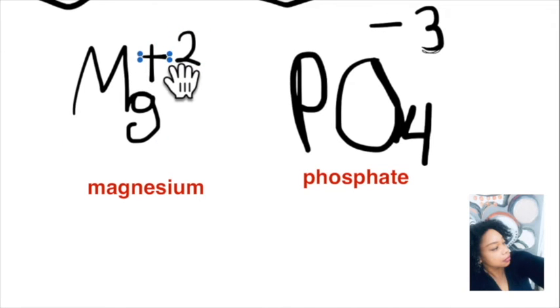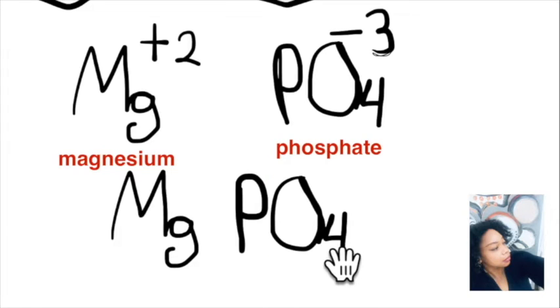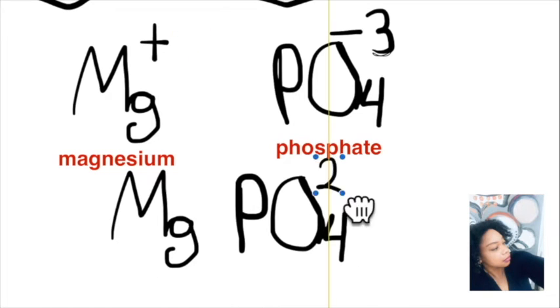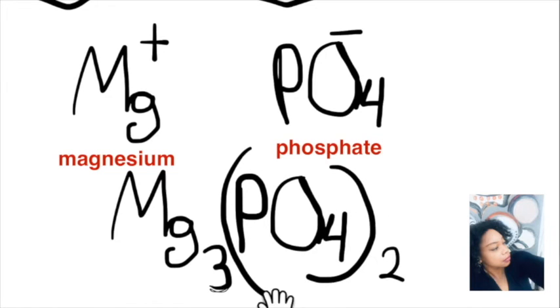That 2 right there. Okay? So we're just going to bring the 2 and the 3 and switch it. Swap it. 2 goes over there and the 3 goes over there. And we make sure we put the phosphate in parentheses. That's called the crisscross method. You just crisscross the numbers. Okay? The 2 and the 3 get crisscrossed.